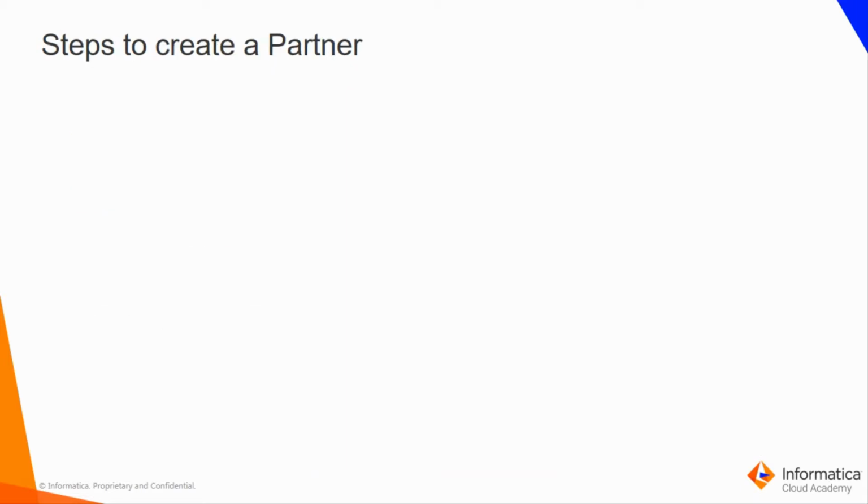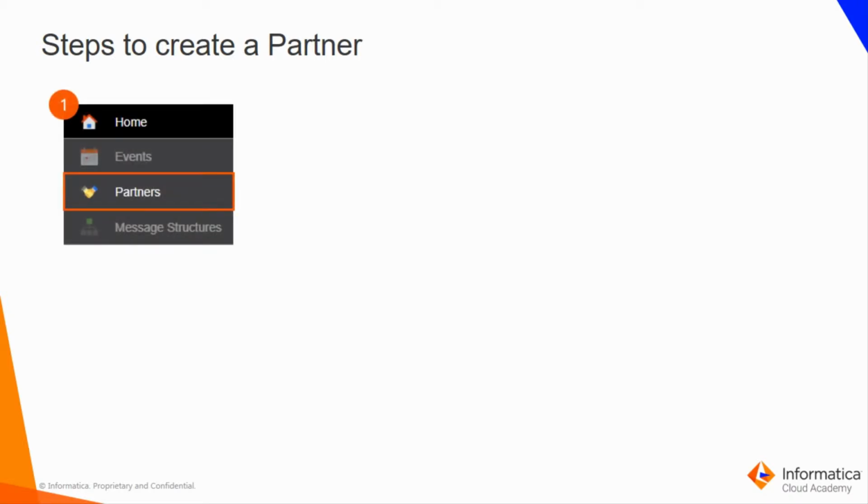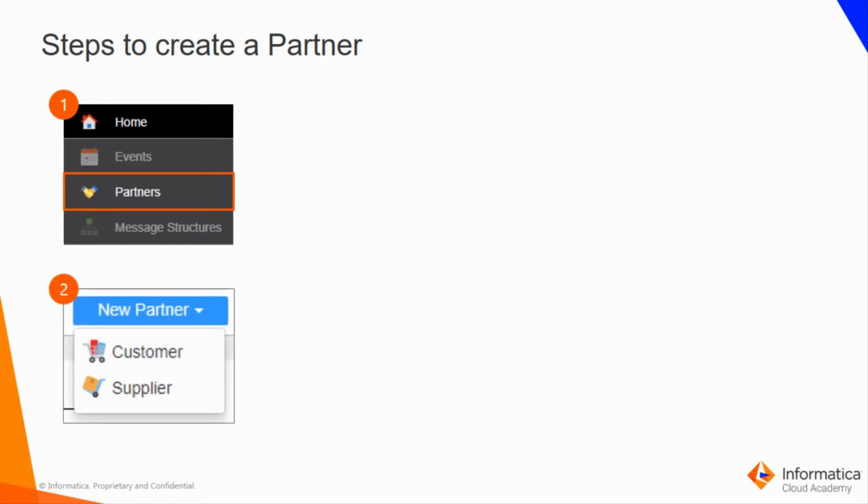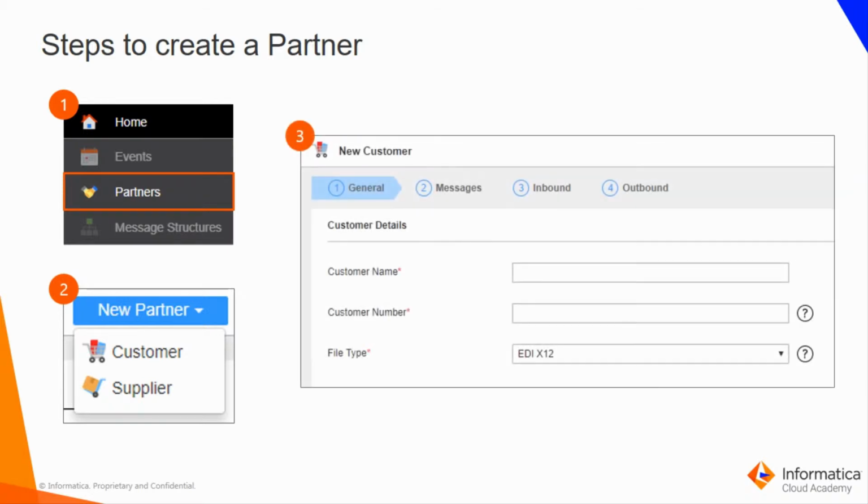To create a partner in Informatica Cloud B2B Gateway, select Partners from the Navigator pane. From the Partners page, click the New Partner drop-down and select the type of partner you want to create. Based on your choice, the New Customer or Supplier page will appear, where you will define basic properties such as name, number, and file type. In the File Type field, you can specify the type of files, such as EDI X12 and EDIFACT, to exchange with the partner.